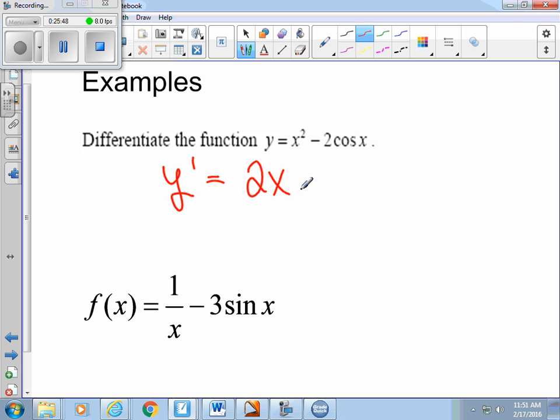What's this one? That's negative, so it'd be plus 2 sine of x. Why is it plus 2? The derivative of cosine is negative sine, and then the negative times the negative makes a plus.